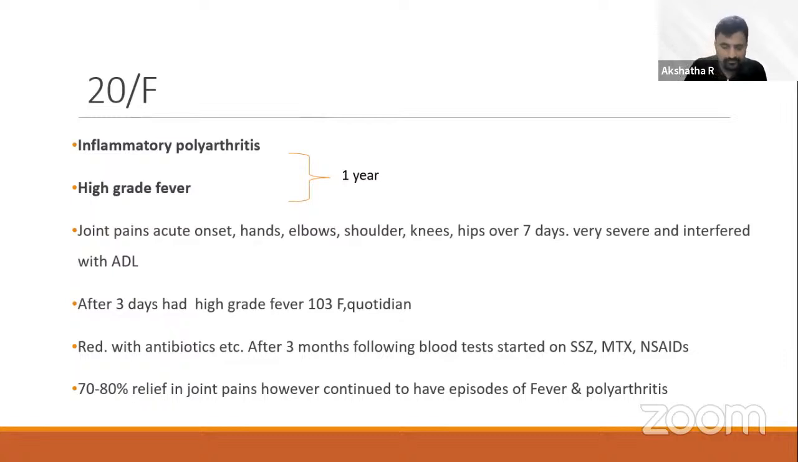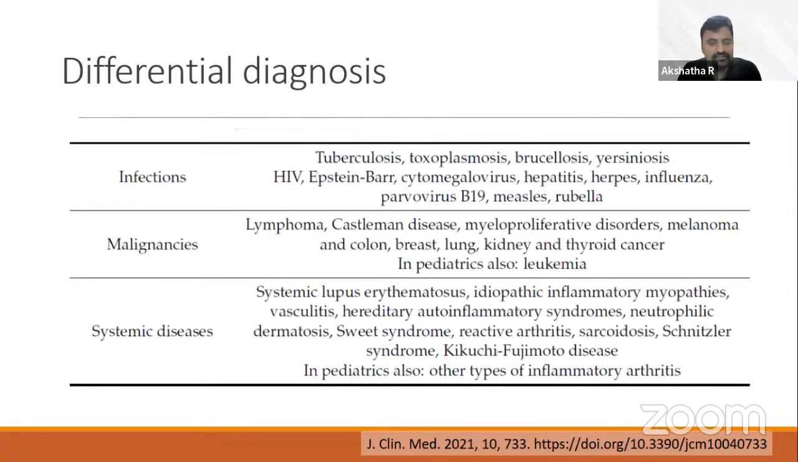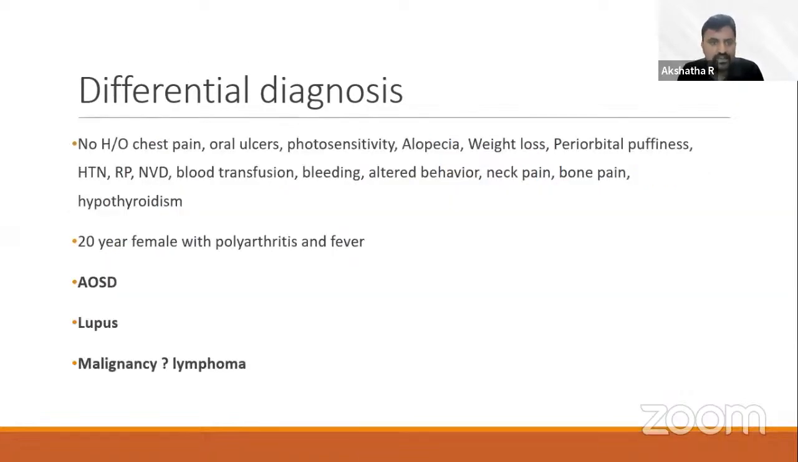So the differential diagnosis in this scenario is very huge. It could be various infections, various malignancies, and various systemic rheumatic diseases. So considering her age and the duration of illness, we had differentials of possible SLE, adult onset Still's disease, or less likely a malignancy like lymphoma. The patient didn't have any features suggestive of any definitive connective tissue disease.